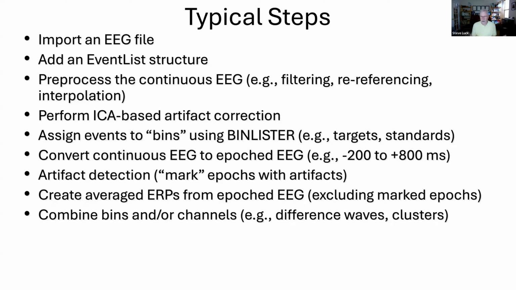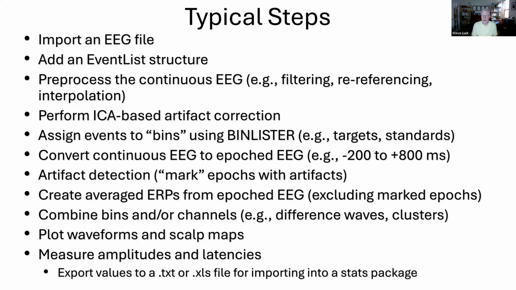And there are many processes you might do, including combining bins or channels, like making difference waves, making clusters of electrodes, whatever you need to do with your ERPs, plotting the waveforms, plotting scalp maps, and measuring amplitudes and latencies. And when you measure your amplitudes and latencies, you'll export the values to a text file. Eventually, we will allow you to export to an Excel file. And then you just import those data into your favorite statistics package and do the statistics there.